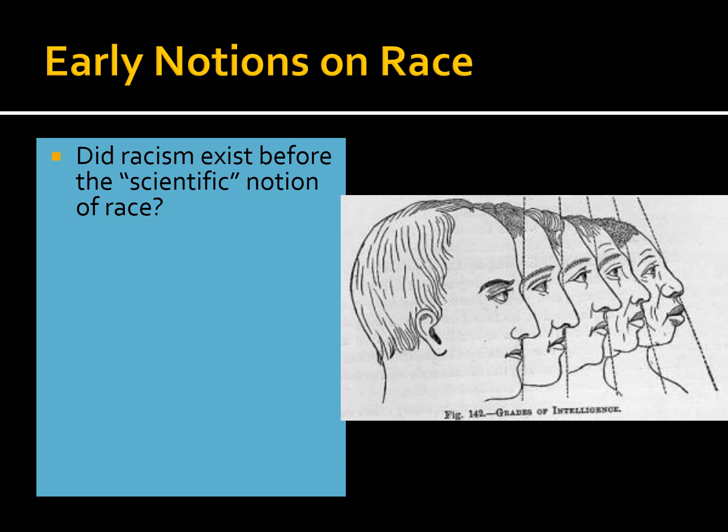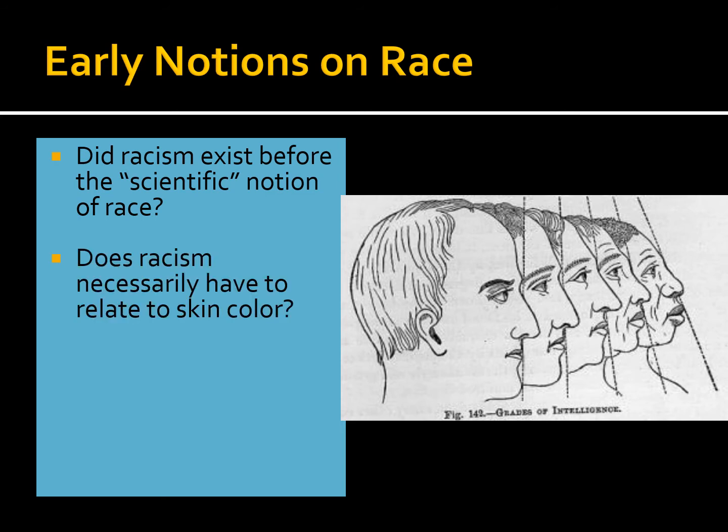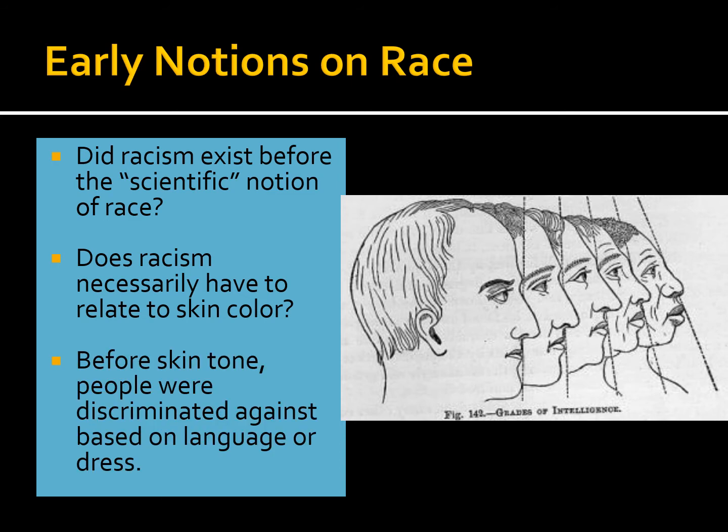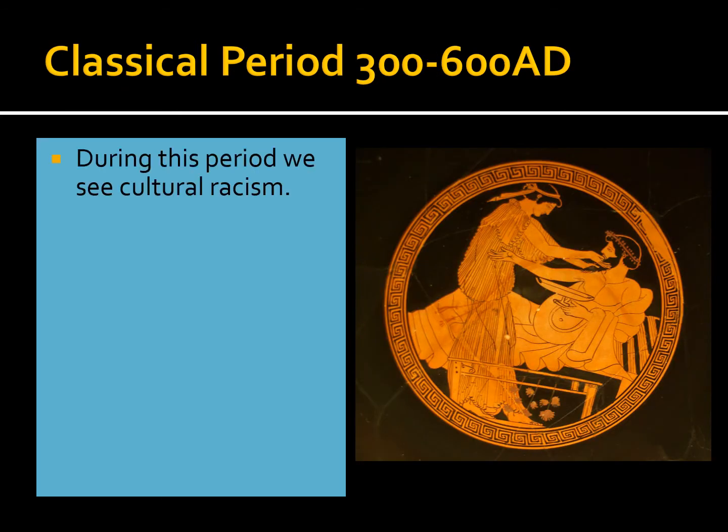We have to ask ourselves, did racism exist before we had this scientific idea of defining race? Does racism necessarily have to relate to skin color, right? What we're really talking about here is between-group prejudice, right? Before skin tone, people were discriminated against based on language or dress or cultural affiliation, and sometimes there was religious persecution as well. So during the classical period, we don't see racism in terms of people really defining each other based on skin color.